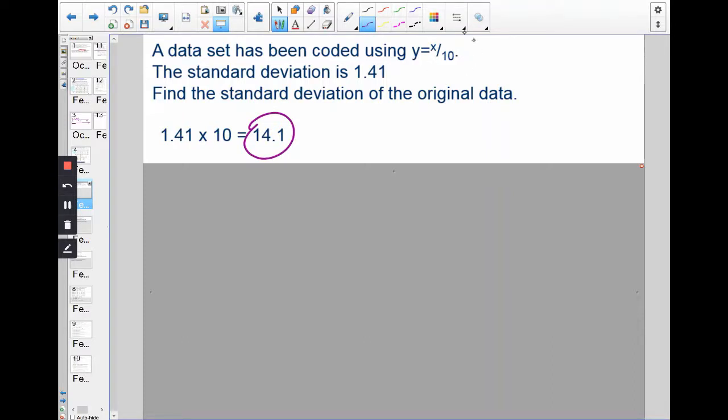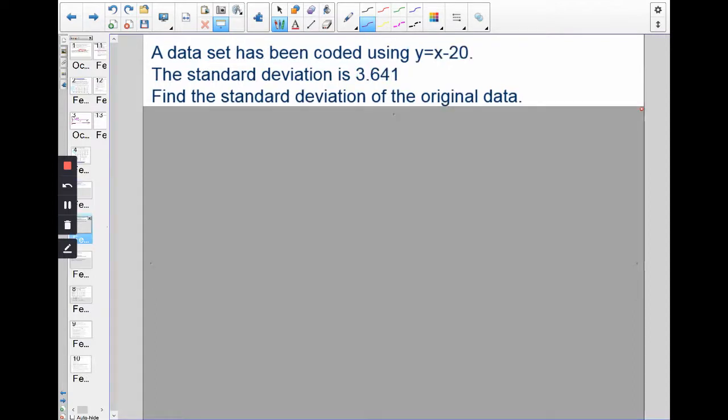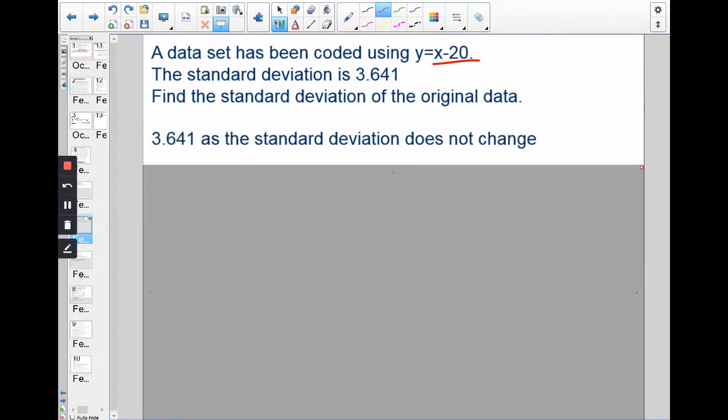That's just so you're undoing the coding. Here's a second question. This time you've subtracted 20 from each of your data points, and the standard deviation is 3.41. Find the standard deviation of the original data. Okay, have a go. So hopefully you realized when you're subtracting something from each of the values, the standard deviation doesn't change. The spread is still the same. It's just that all of the items have shifted, in this case, down by 20 units.